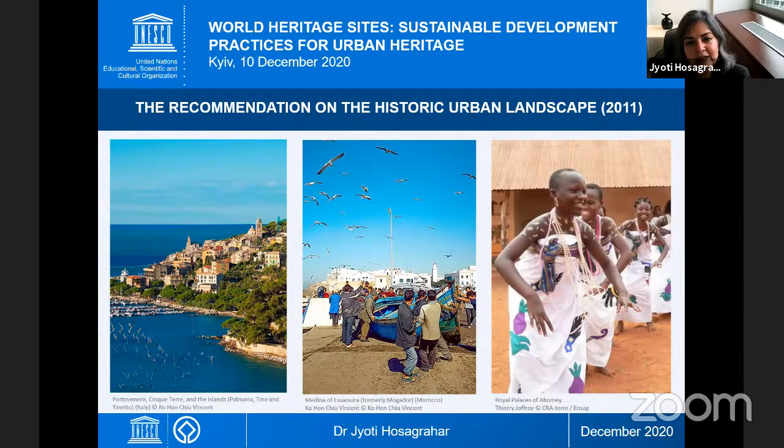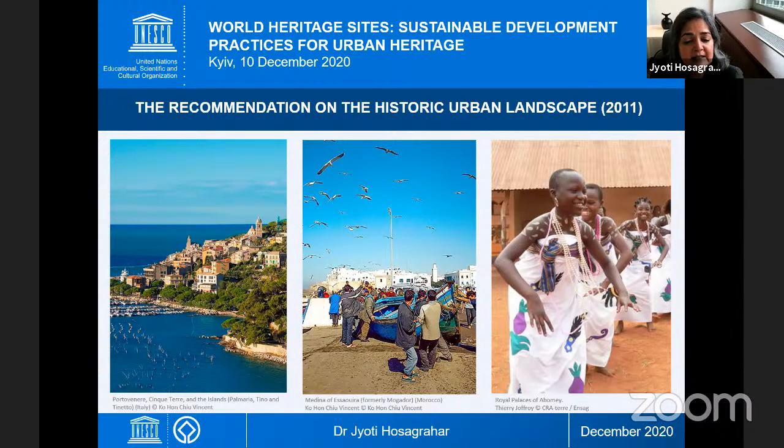I want to talk a little bit now about the recommendation on the historic urban landscape that is also called the HUL recommendation. The recommendation was adopted on the 10th of November 2011 at the 36th session of the General Conference. And it is what we consider a soft law to be implemented by member states on a voluntary basis, and an additional tool to integrate policies and practices of conservation of the built environment into the wider goals of urban development with respect to the inherited values and traditions of different cultural contexts.